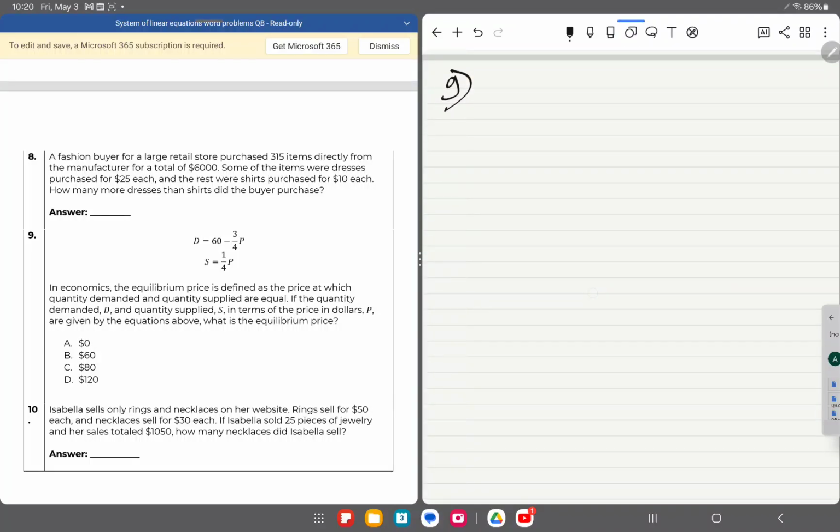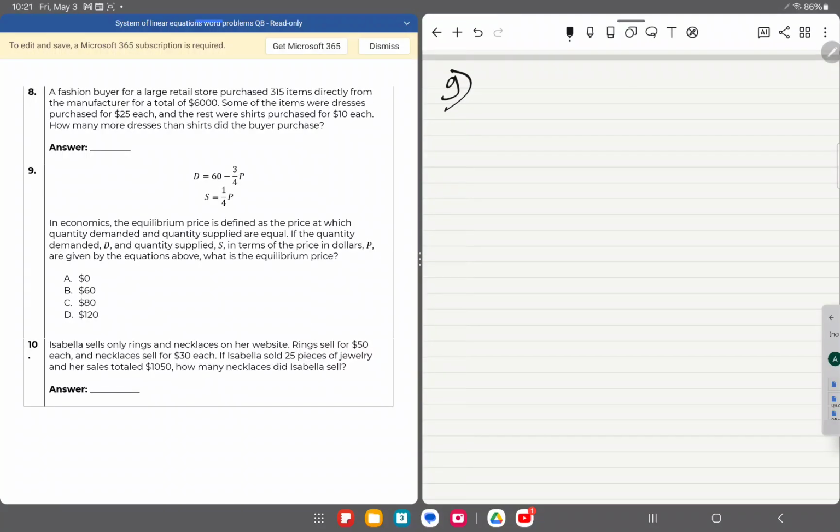Okay. So let's go for 9. Now, over here, in economics, the equilibrium. Now, what is equilibrium? It's something equal to something. It's like a balance over here. So this one must be equal to this one. Equilibrium is defined as the price at which quantity demanded and the quantity supplied are equal. So I need to put them equal to each other. So demand and supply are equal.